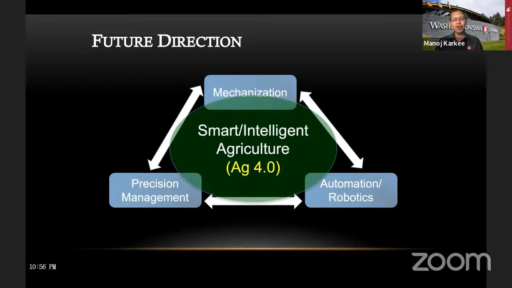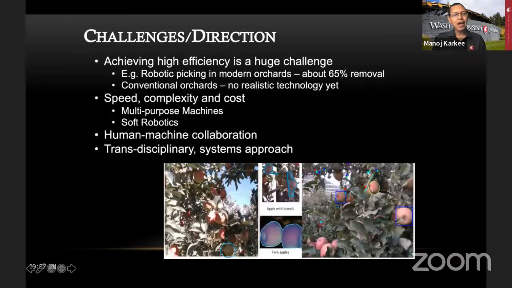We also sometimes call it agriculture 4.0, in parallel to industry 4.0, which we might have heard around. So with this kind of concept moving forward, I think we have a few challenges and opportunities to be better and to be able to adopt these kinds of smart farming solutions for our future of farming.